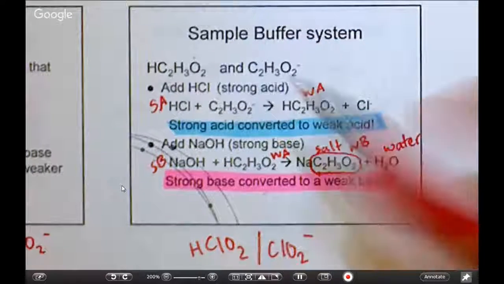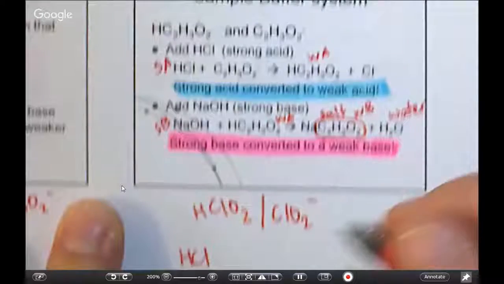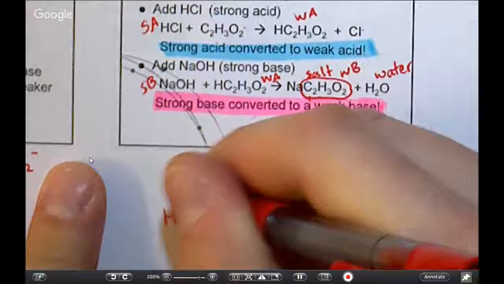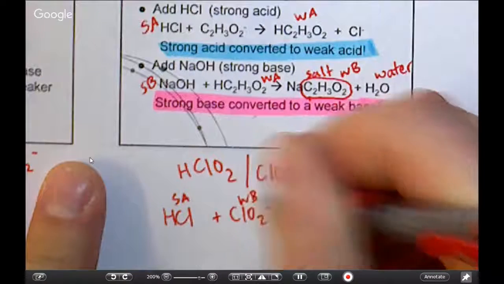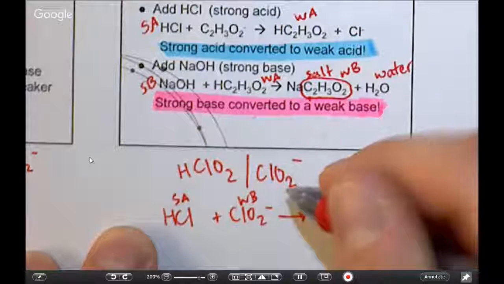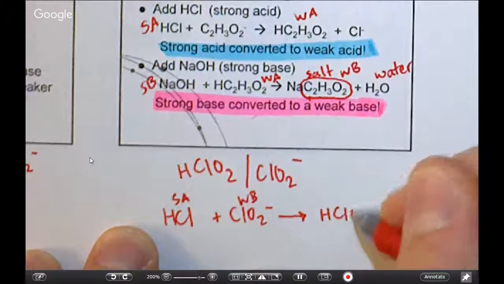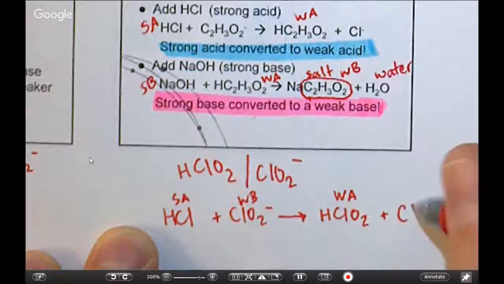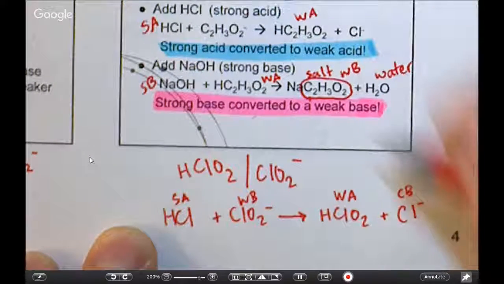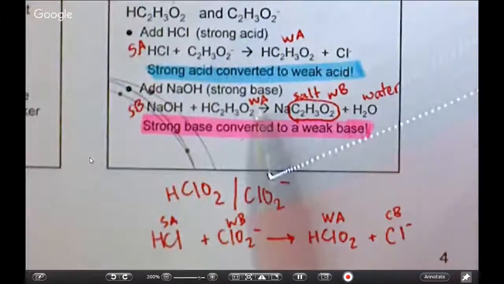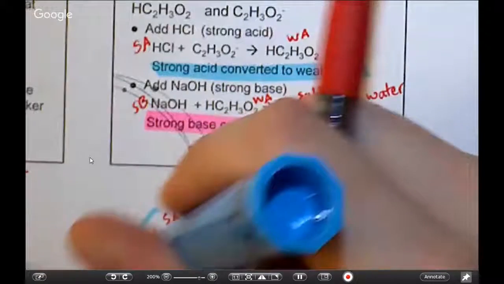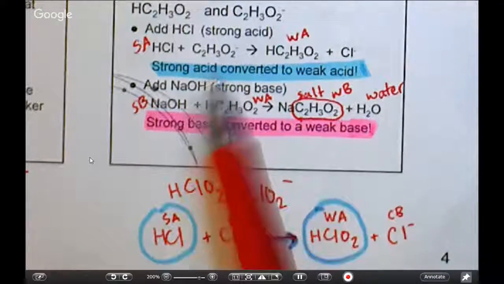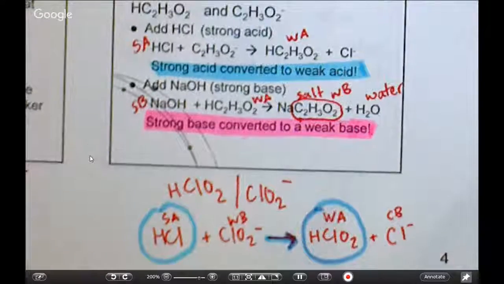In this case, it's going to go with the chloride. So you have strong acid, weak base. And the result, we end up with chloric acid, which is a weak acid. And then we have Cl minus, which is our conjugate base over there. So notice we are going from a strong acid, and we convert it to a weak acid. That's the purpose of a buffer system.